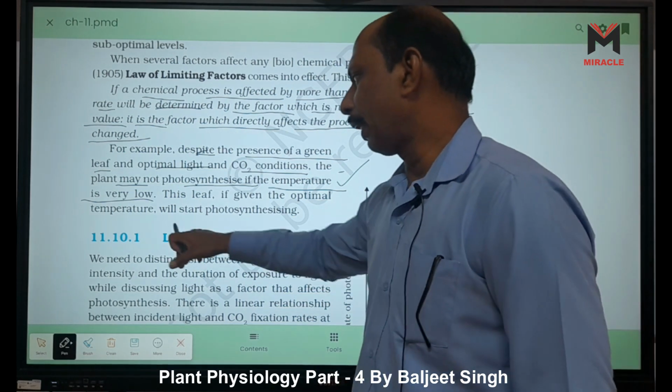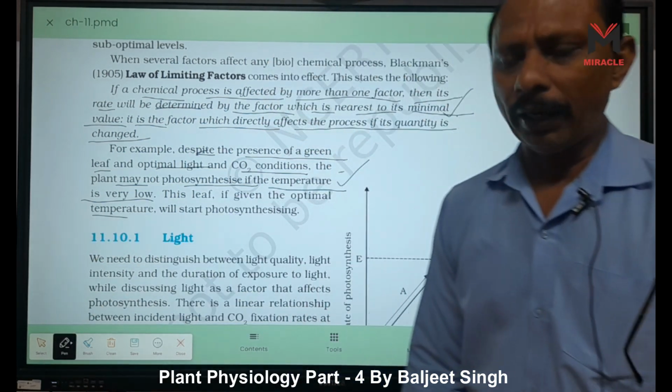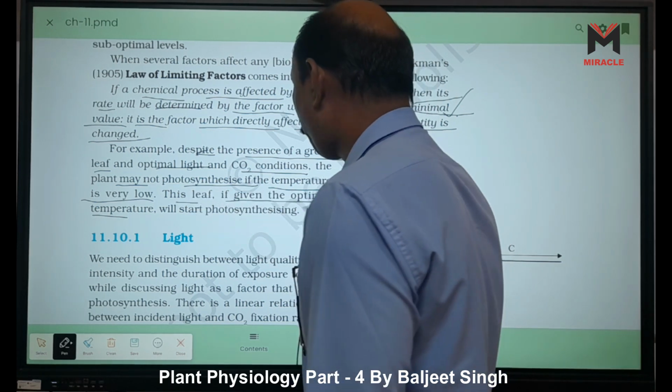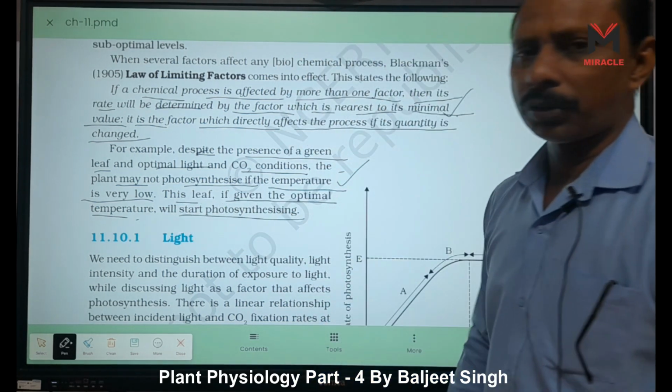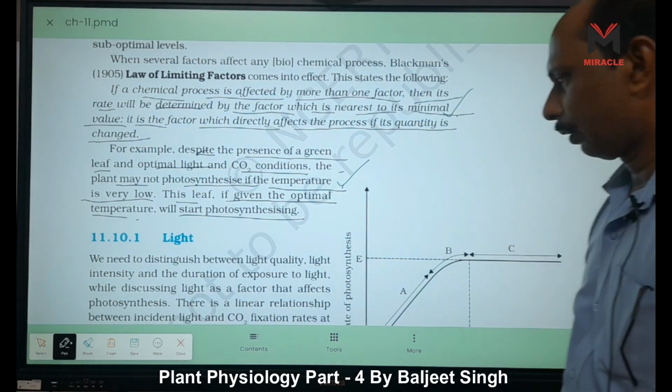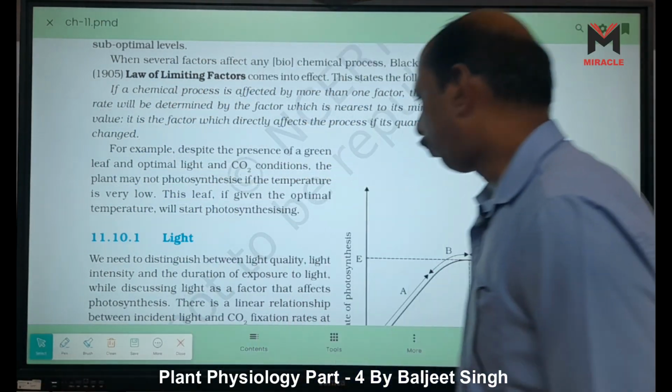That means at that time, temperature will be the limiting factor, right? This leaf, if given the optimal temperature, it will start photosynthesis. So what happens? This temperature becomes the limiting factor. Okay. Now here these four factors.